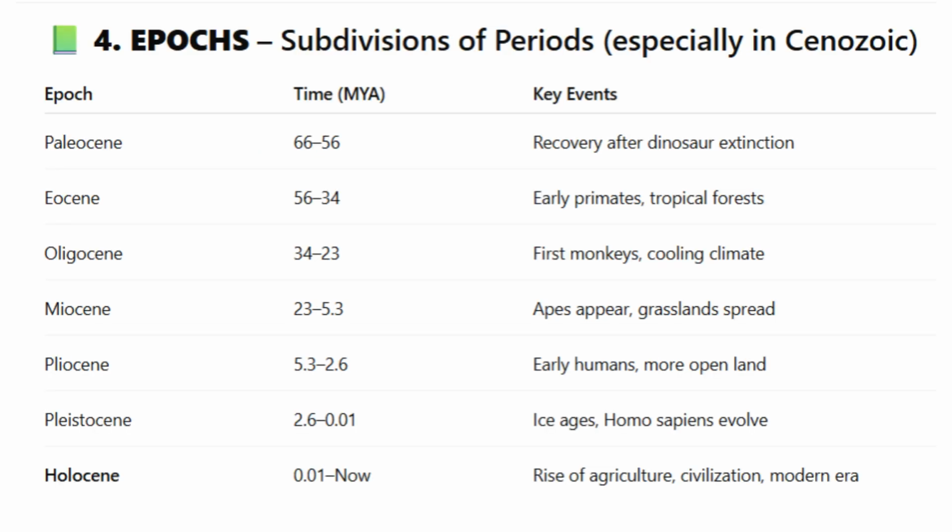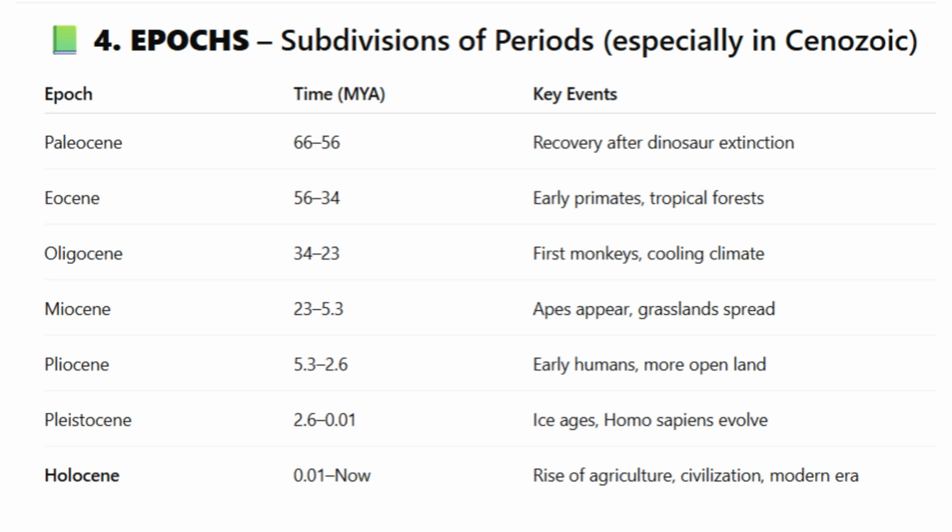When the dinosaurs vanished, a new era began. Welcome to the Cenozoic era, the age of mammals. Divided into smaller chapters called epochs. Each one brings us closer to today. Paleocene epoch, 66 to 56 million years ago. In the Paleocene, Earth is recovering. The dinosaurs are gone. And mammals are quietly starting to take over.